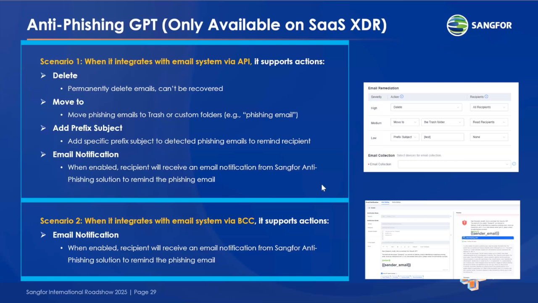Okay, so going back to our anti-phishing email, anti-phishing GPT. So we can delete, we can move, we can add a prefix in front of the email, and we can also give the notification.